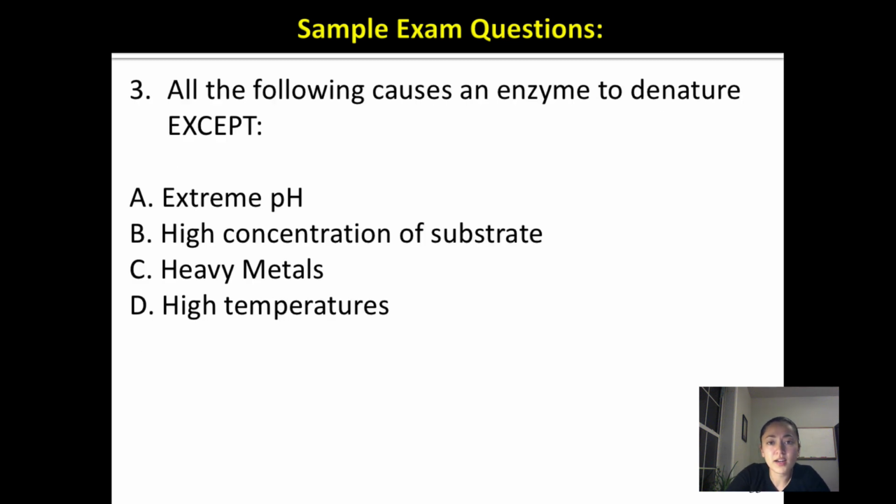All the following causes an enzyme to denature except, well, we've already talked about this. Extreme pH, yes. High concentration of substrate, no, that's not going to really affect the shape of an enzyme at all. So that's not going to do anything. Heavy metals would cause denaturation, and high temperatures would also cause denaturation to happen.